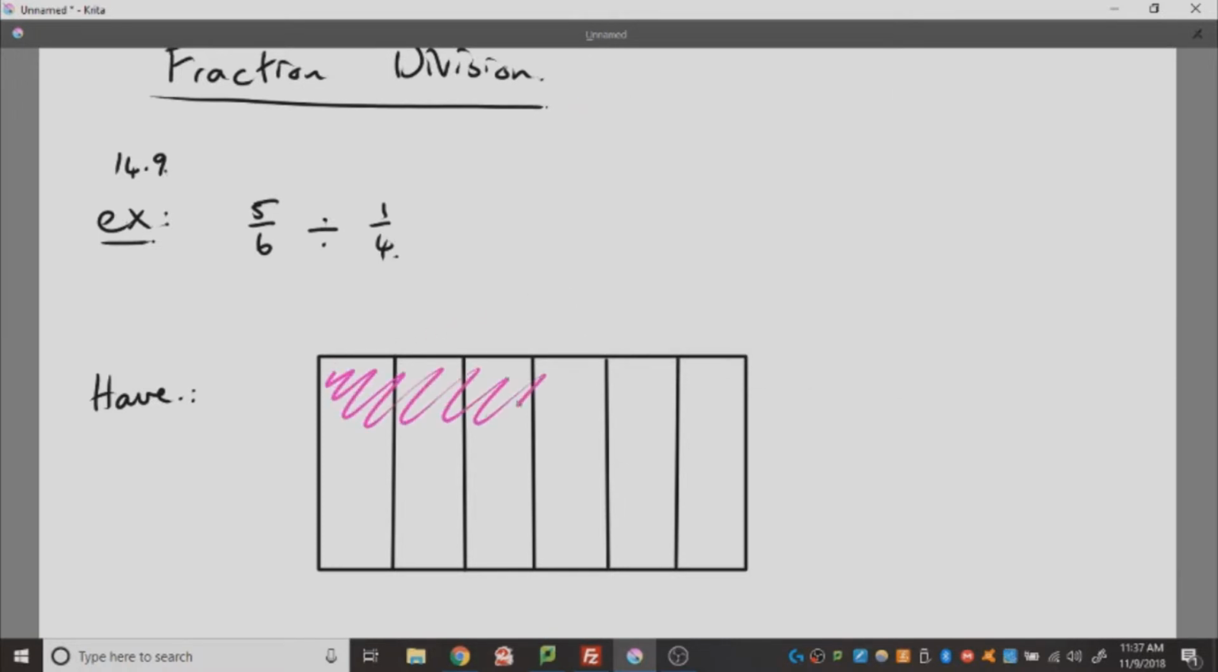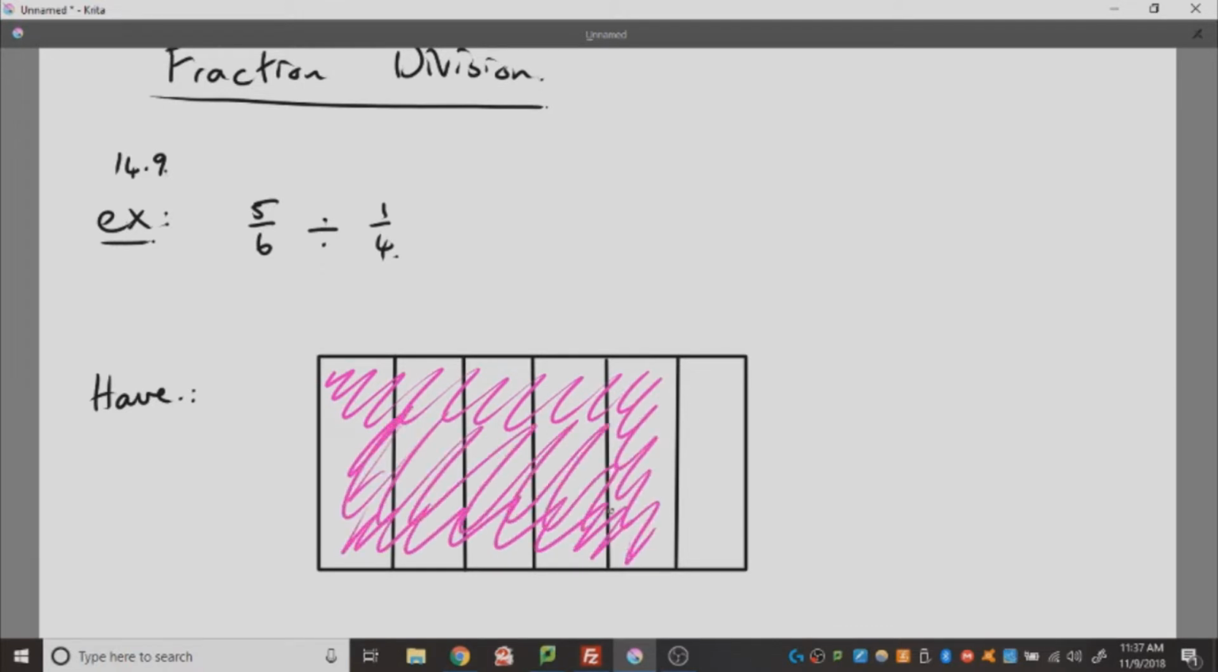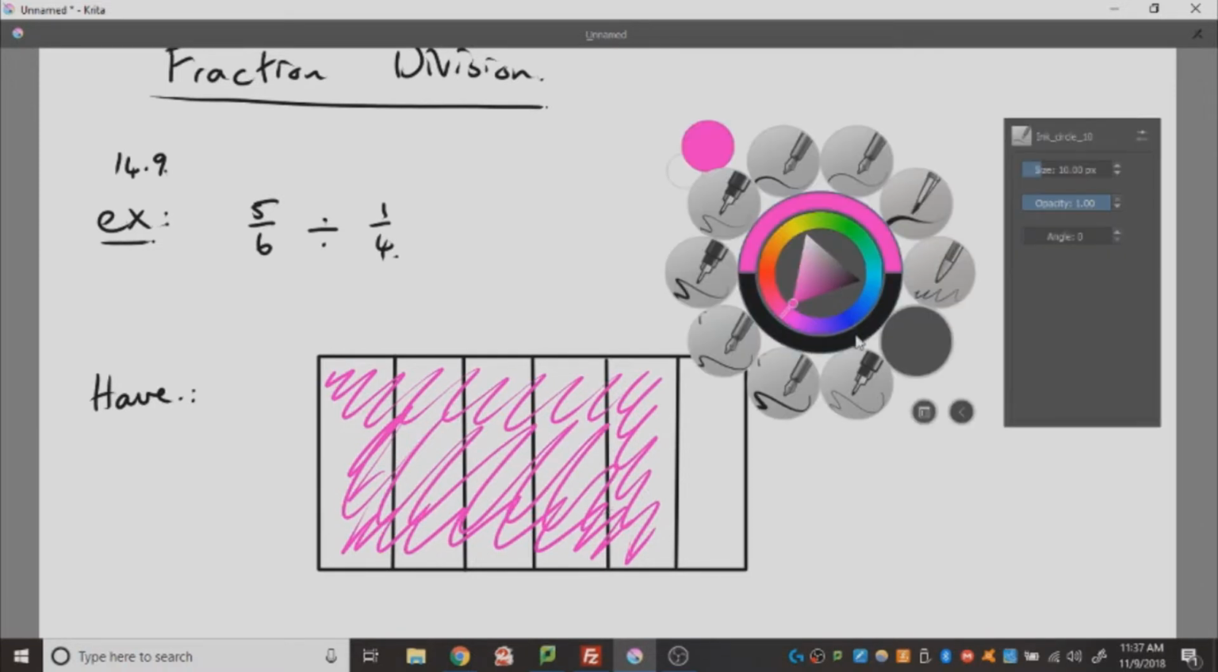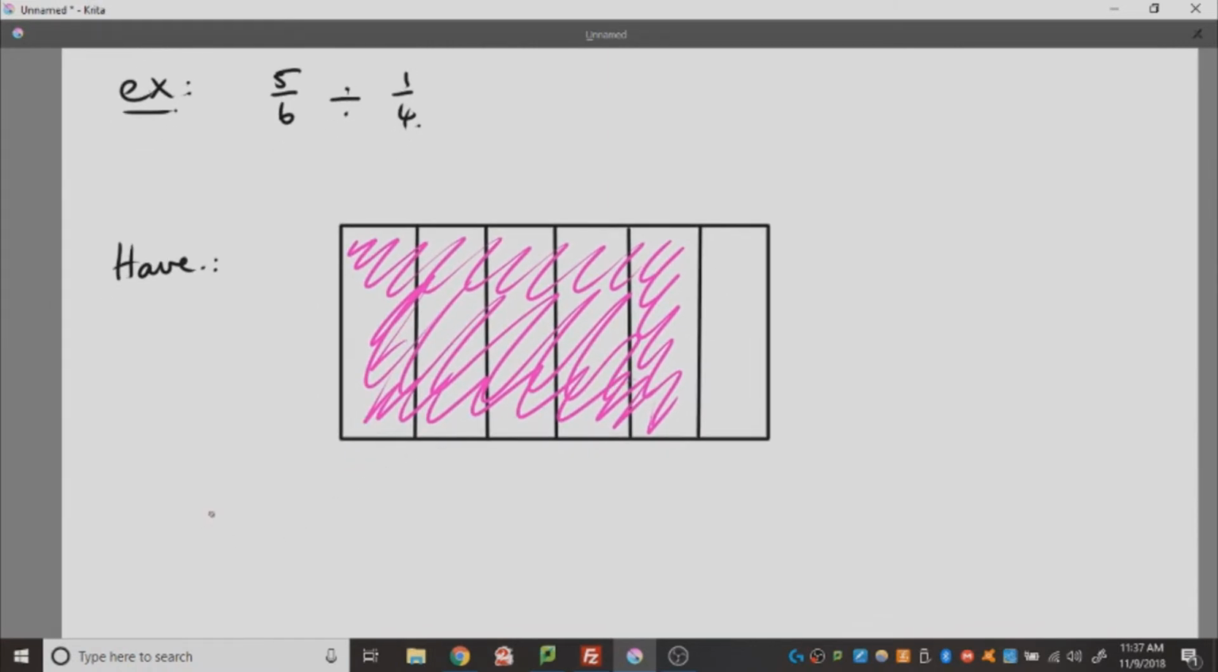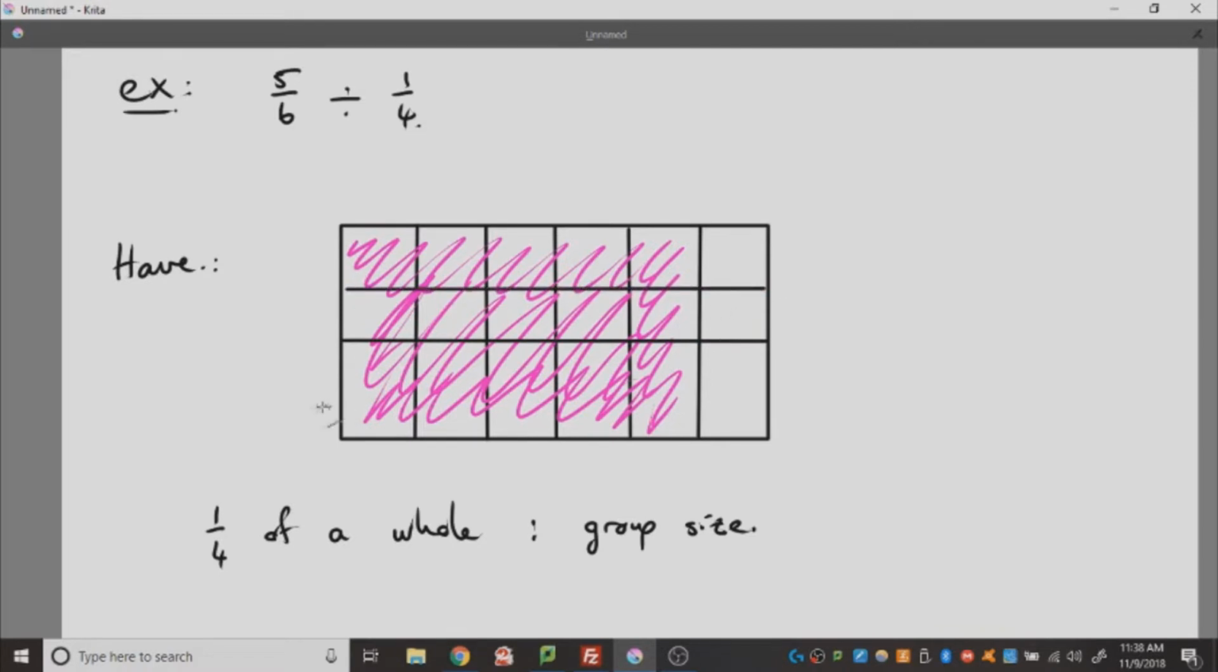I have 5 of them. Now I have to figure out, well, what is 1/4 of a whole rectangle? That is my group size, I'll call it. But how does that relate to the rectangle? Well, I have to find a common denominator again. So I'm going to break it horizontally into 4 slices.